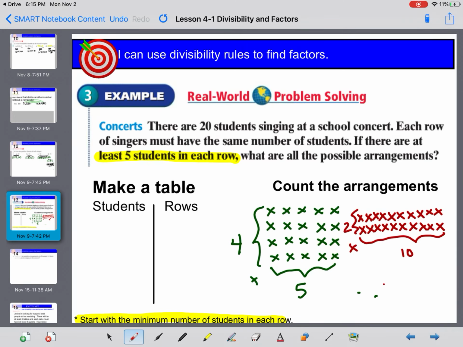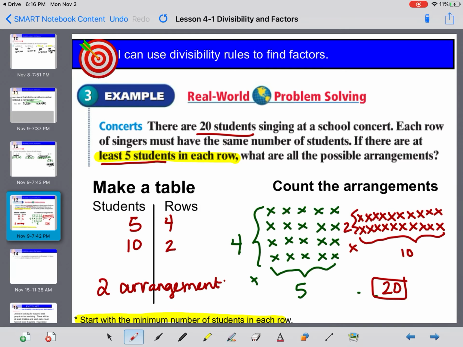2 times 10 is 20. So I could have 5 students in 4 rows, or I could have 10 students in 2 rows. And I would still meet the criteria of having 5 students in each row and 20 students seated. How many arrangements is that? 2 arrangements.